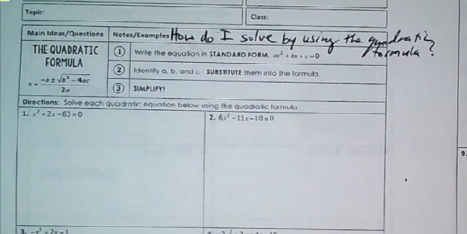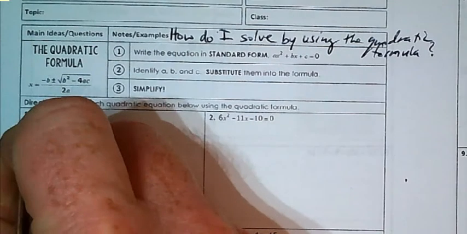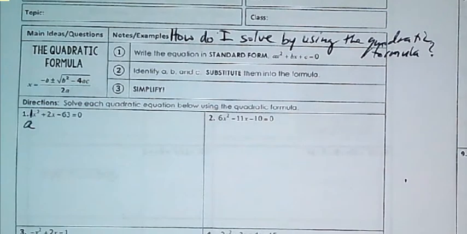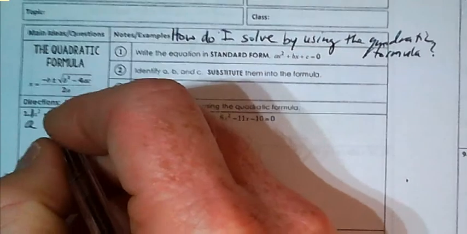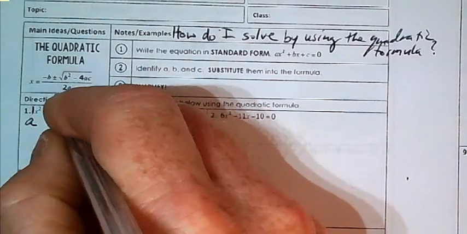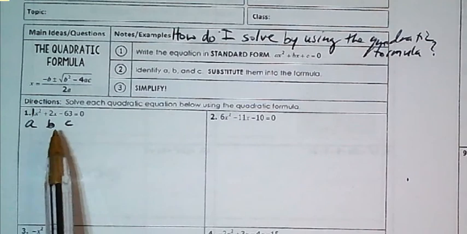Now, A, B, and C will never include an X value. Just the numbers that are in front. So we're going to have an A, which is 1. Even though there's not a 1 there, it's a 1. So A is 1. B is 2. C is negative 63. I'm glad you said negative 63 because a lot of times the mistake is that students forget the sign that's in front of the number. So it's negative 63.